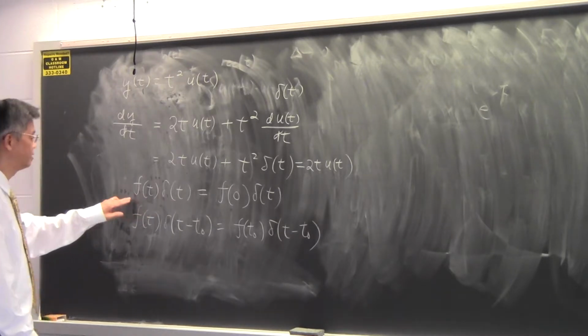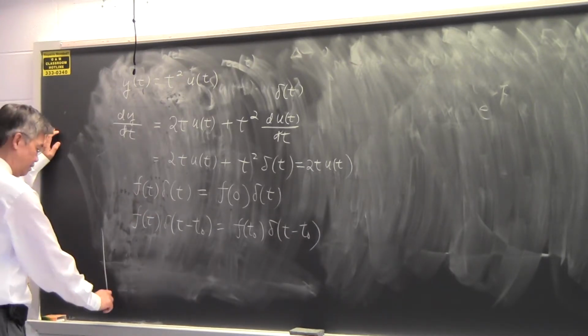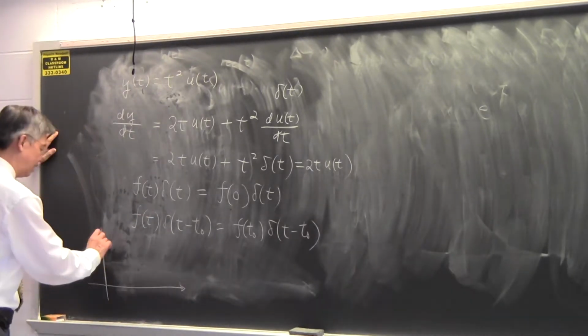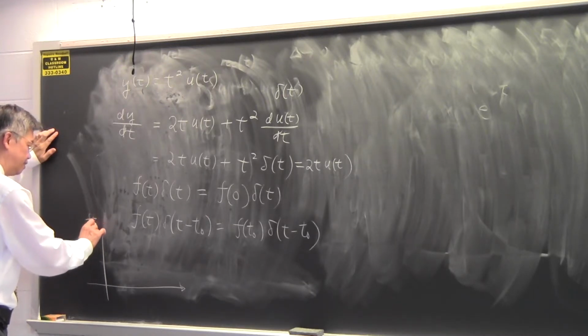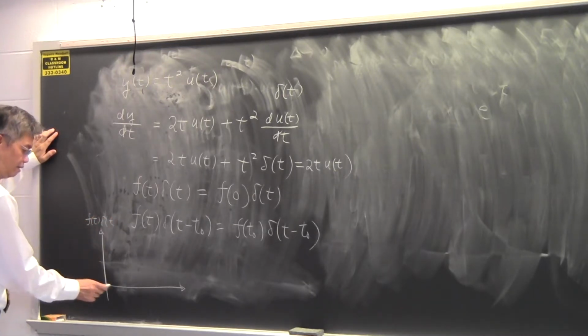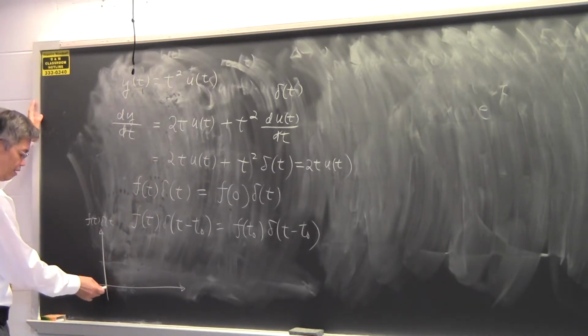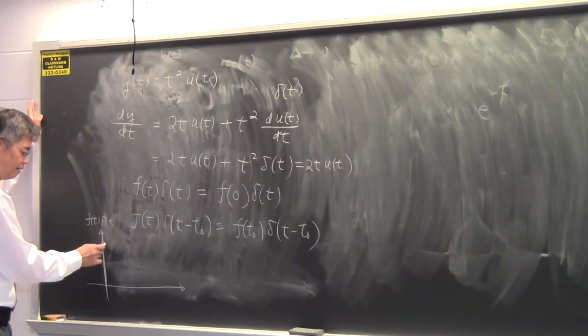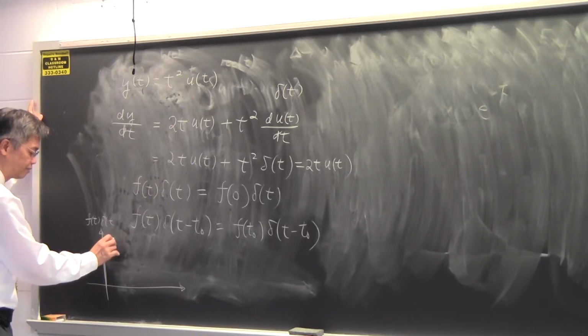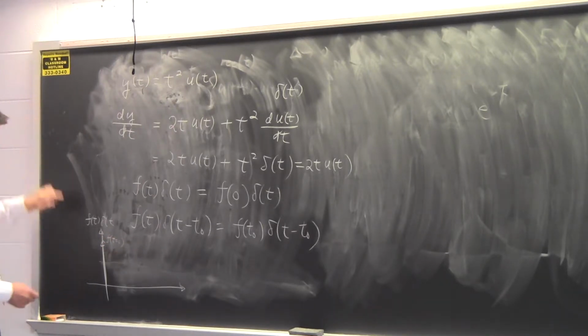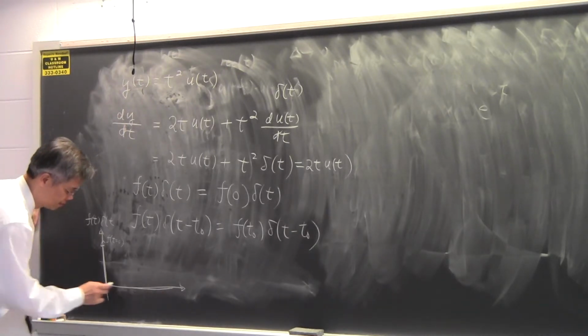Well, if I were to plot this on the left-hand side, how would this look? F of t delta t. It is infinite right at the origin, and the infinity is multiplied by f of t equal to 0. That's how this function looks. And then 0 everywhere else.